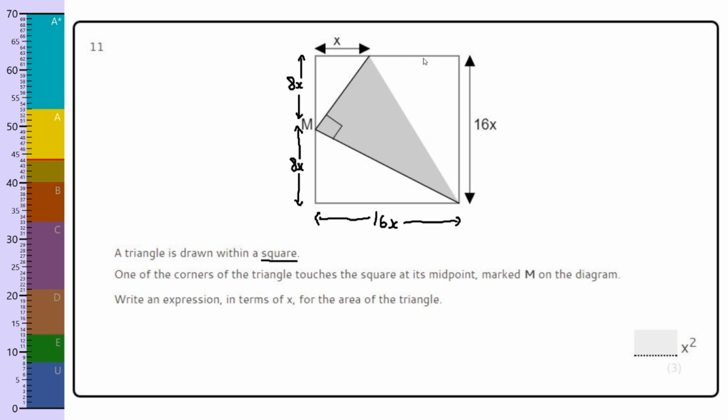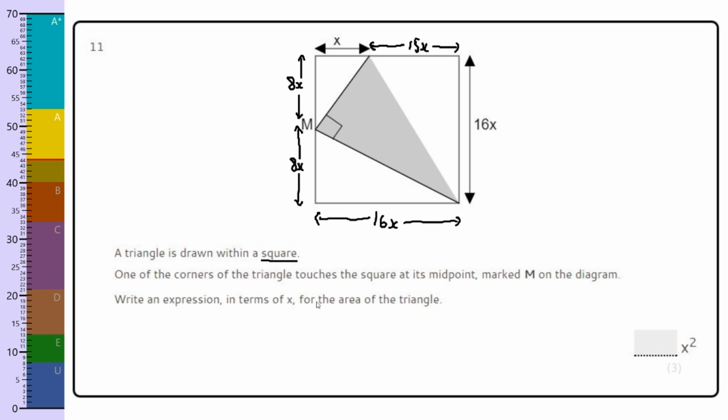There's one side we don't know. Well, we do know it, because if the full one's 16x, and that bit we don't want is x, therefore that one's going to be 15x. So I'm just writing down things I know, things I can work out on the diagram, and that's sometimes the best way of approaching these questions, especially if you're not quite sure how to work it out.